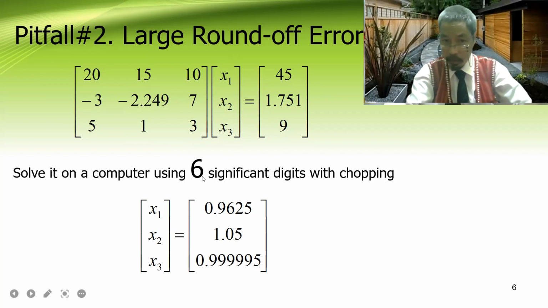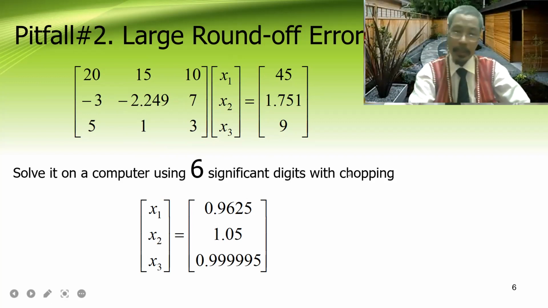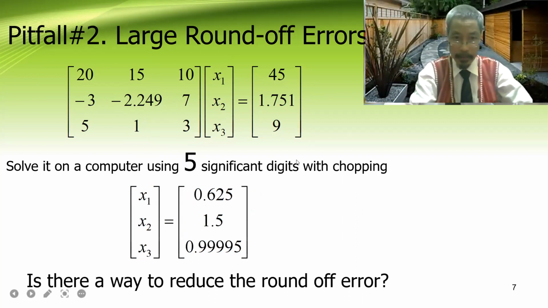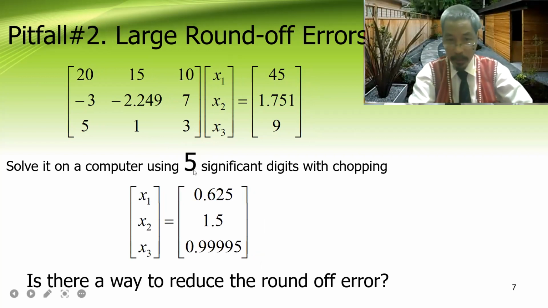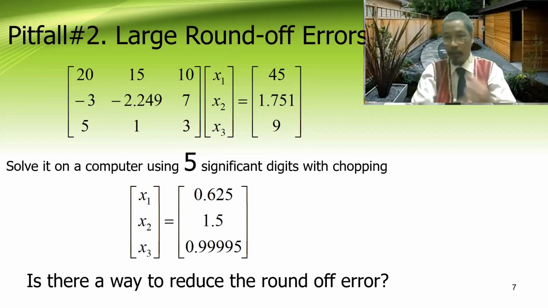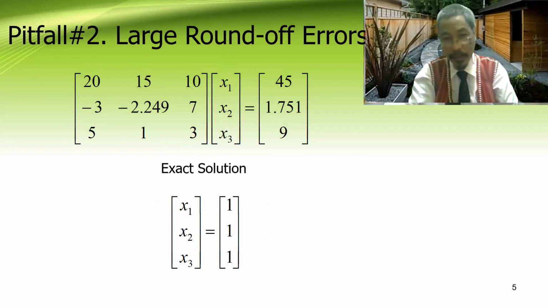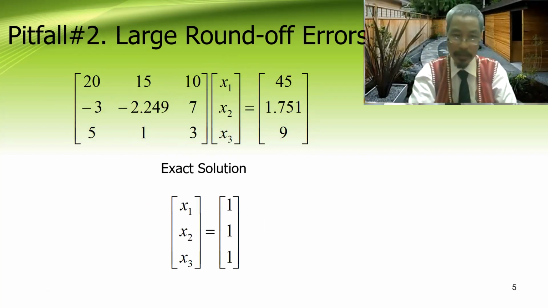So use manual computation, follow our procedure, and then instead of using 4 significant digits, use 6 significant digits. Okay, and then is this the same? So the same. Solve it on a computer using 5 significant digits. So using 4, using 6, and now using 5 significant digits. Then compare the result. You will notice different results come in.